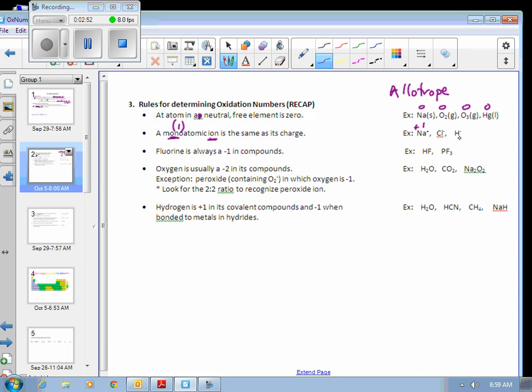So what about Cl-? Monoatomic, it's 1 atom, has a -1 charge. H+, same thing. So the charge equals the oxidation state. That's super easy, no problem. All right, fluorine. There's no exception: fluorine is always a -1 in every compound. So if you have H and F, fluorine would have a -1, which you would expect. Then for the hydrogen, you can figure out it will be a +1.